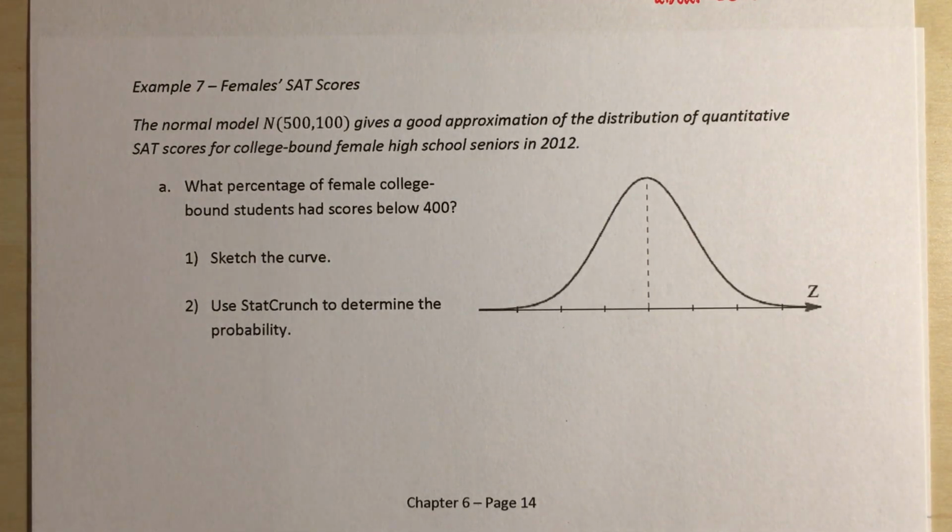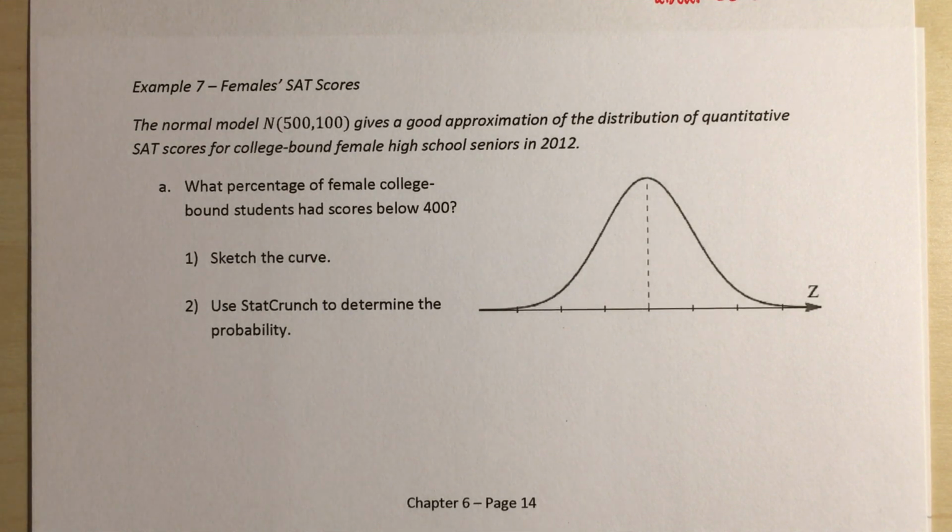All right, so if we were to go through another problem, kind of start from scratch using StatCrunch. The normal model N(500, 100) gives a good approximation of the distribution of the quantitative SAT scores for college-bound female high school seniors in 2012. What percentage of the college-bound students had scores below 400?